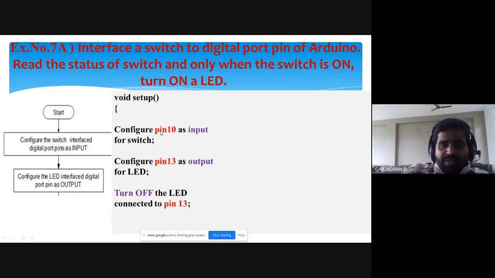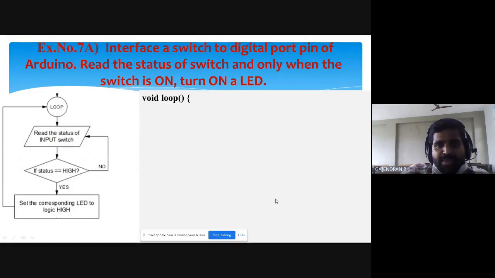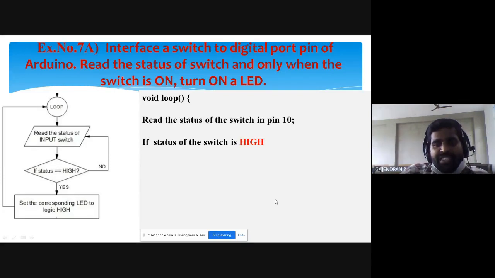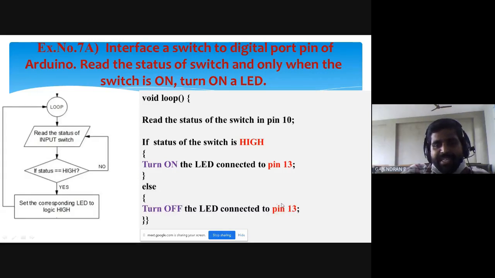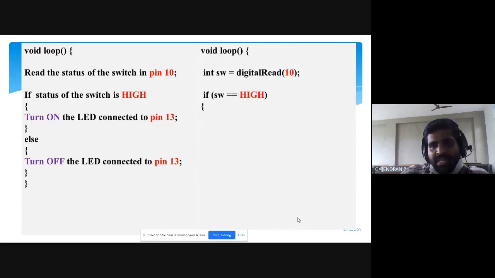For that, we are going to read the status of the pin. We configure one pin for the switch and another pin for the LED. Then by default, we make the output devices off in void setup once. This is the equivalent code we are using in Arduino. Then in the loop section, we need to read the status of the switch. If the switch status is high, I need to turn on the LED, or else turn off the LED. This is the exercise we did in the last class.